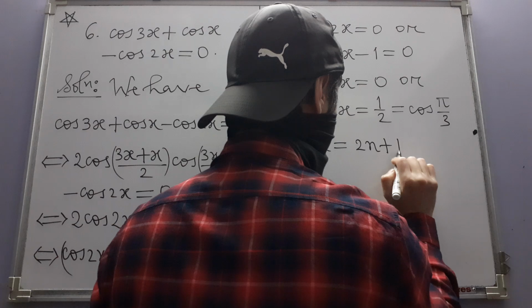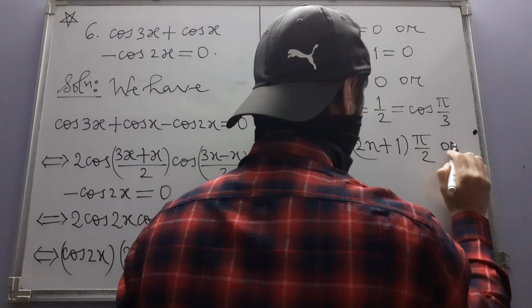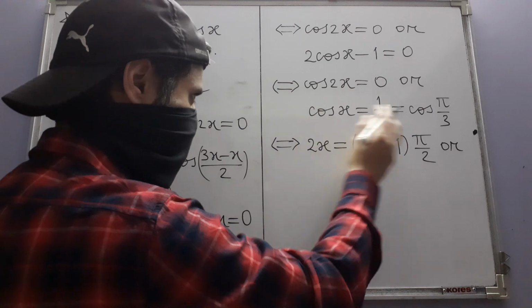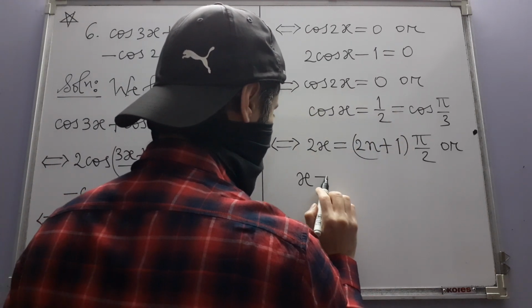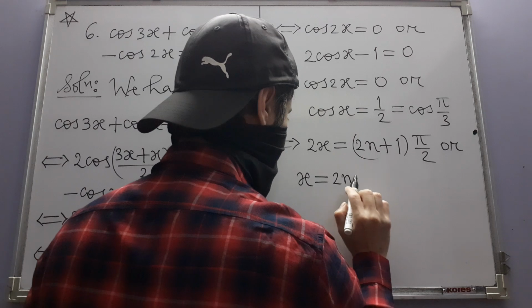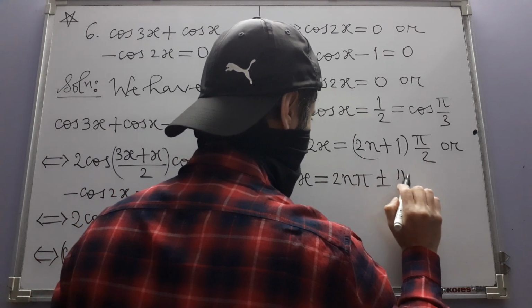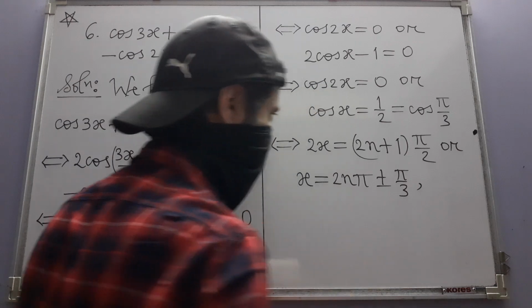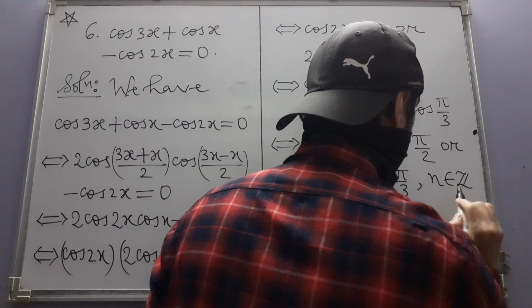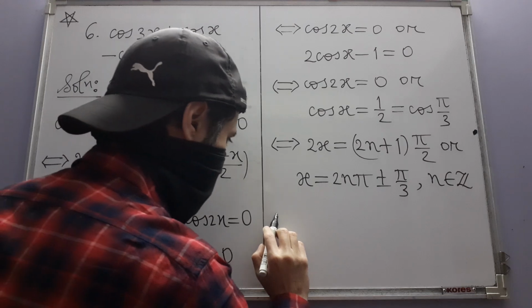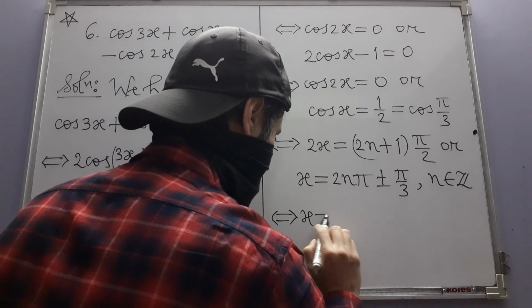Odd, so (2n plus 1) times pi over 2, odd. For this one you have to apply the general formula, that is x equals 2n pi plus or minus pi over 3, and now you can write where n is an integer. So one more line gives you this.